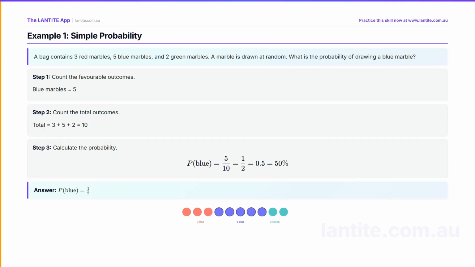Let's work through a simple probability question. A bag has 3 red, 5 blue, and 2 green marbles. What is the probability of drawing a blue marble? There are 5 blue marbles out of 10 total. So the probability is 5 over 10, which simplifies to 1/2, or 0.5, or 50%. Always simplify your fraction unless told otherwise.